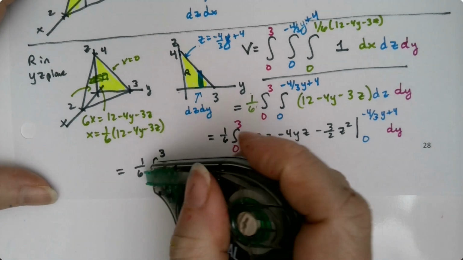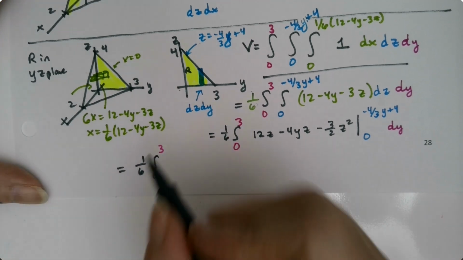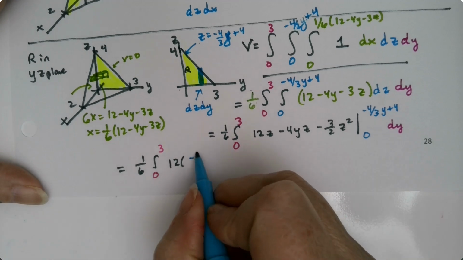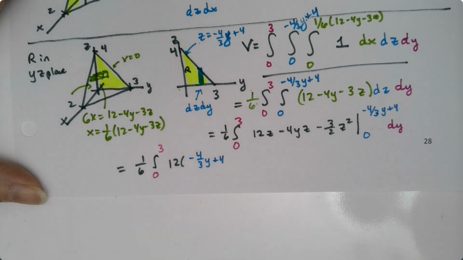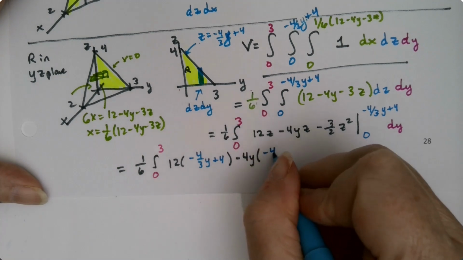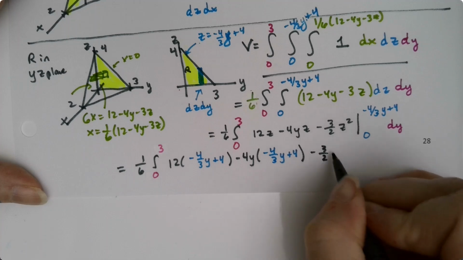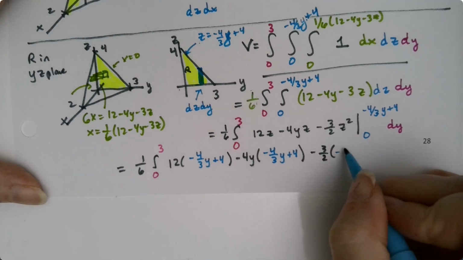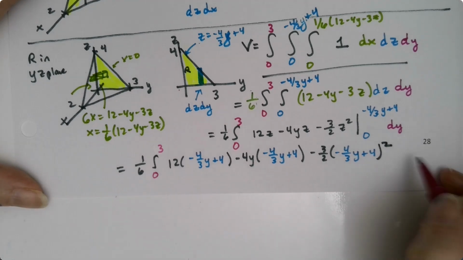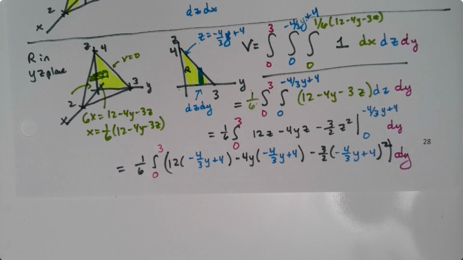Oops, actually, let me keep my pink, because we haven't done it. The integral from 0 to 3. So this is 12 times -4 thirds y plus 4, minus 4y times -4 thirds y plus 4, minus 3/2 times -4 thirds y plus 4 squared dy. And we are so making computers do this. We are not doing this. No, no, no, no, no.